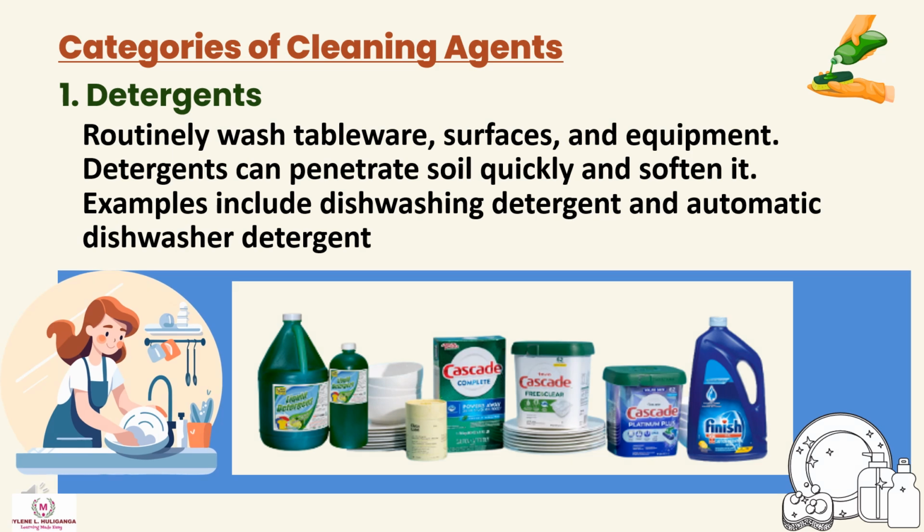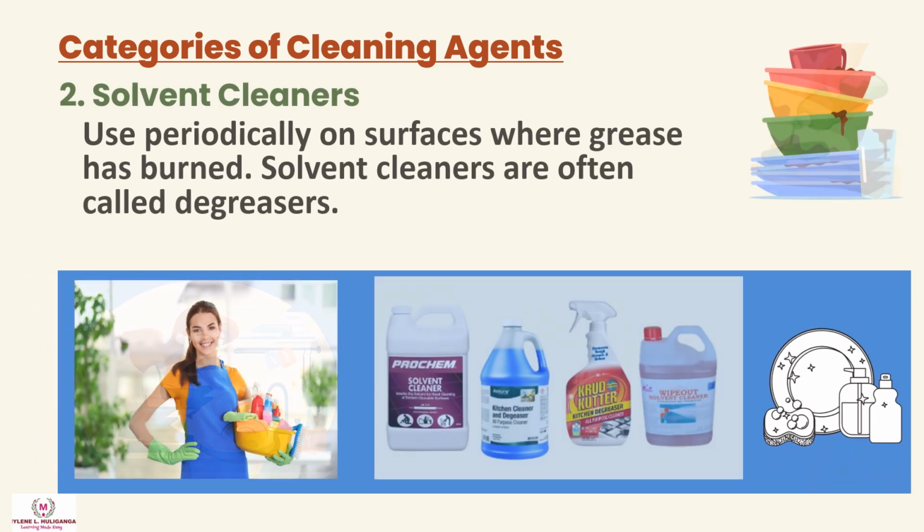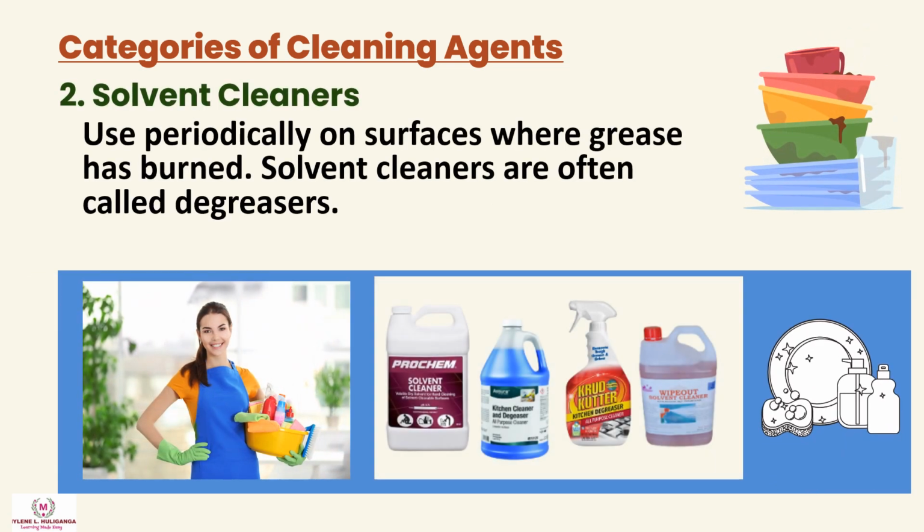Categories of cleaning agents. First is the detergents. Routinely wash tableware, surfaces, and equipment. Detergents can penetrate soil quickly and soften it. Examples include dishwashing detergent and automatic dishwasher detergent. Number 2 is the solvent cleaners. Use this periodically on surfaces where grease has burned. Solvent cleaners are often called degreasers.